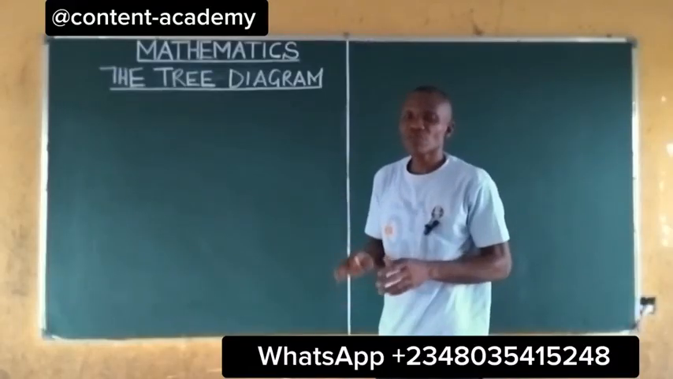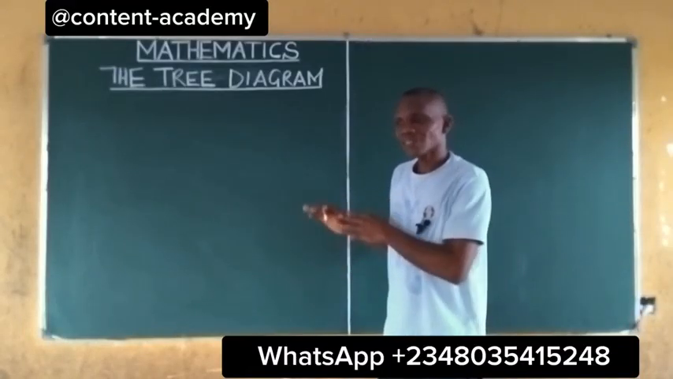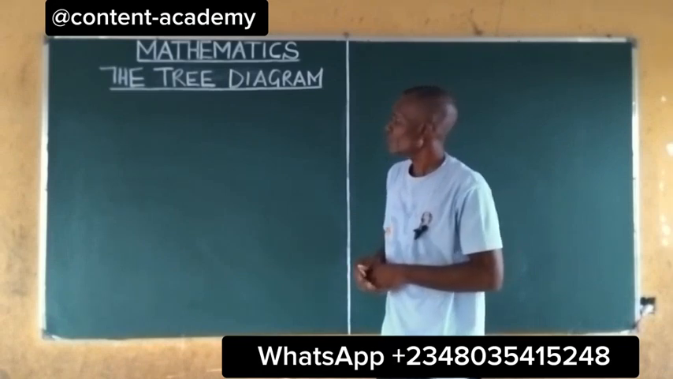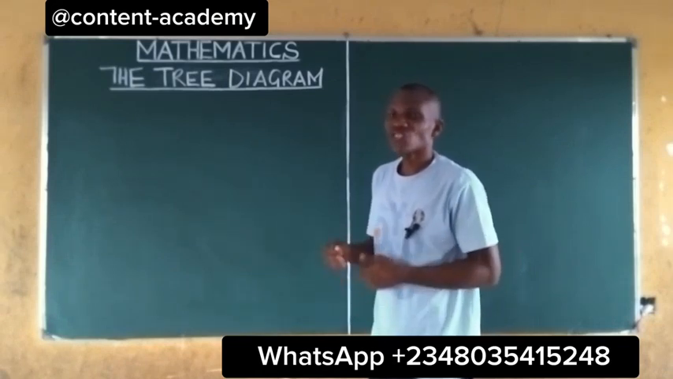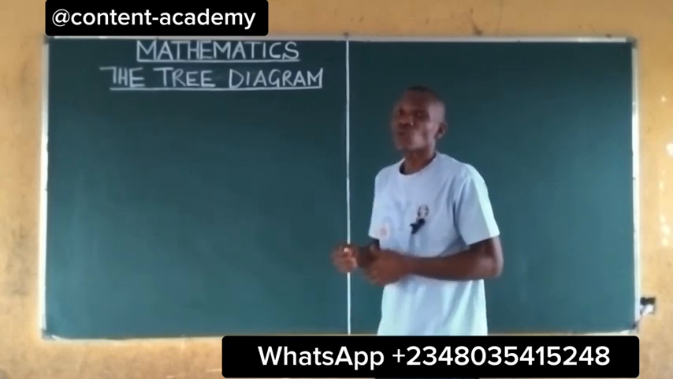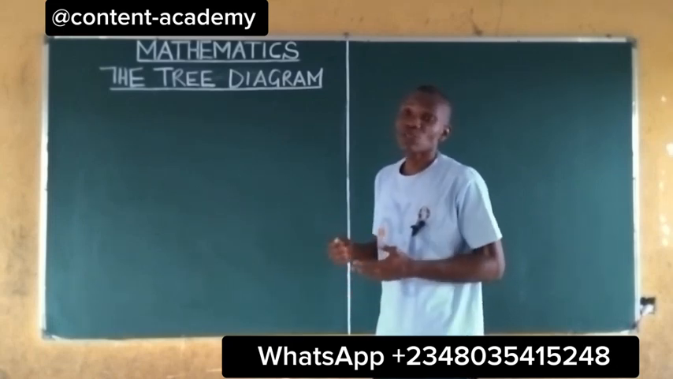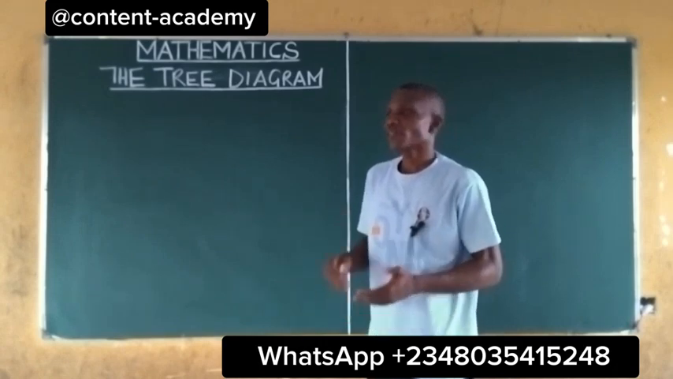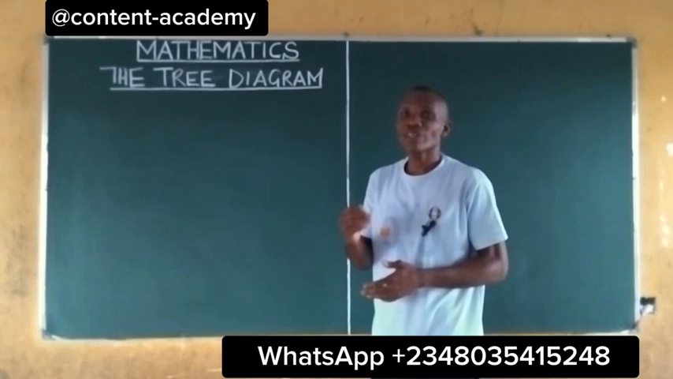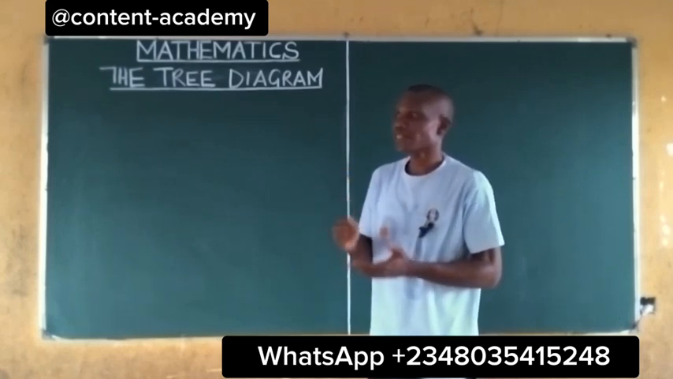It is mainly used in probability and statistics. So what is the tree diagram? The tree diagram is most times used when you are asked to find the sample space of a coin. Let's use the coin for example. The coin has two faces, that means the head and the tail.